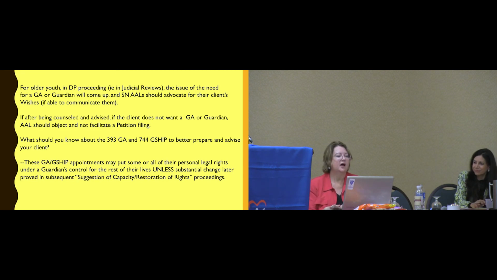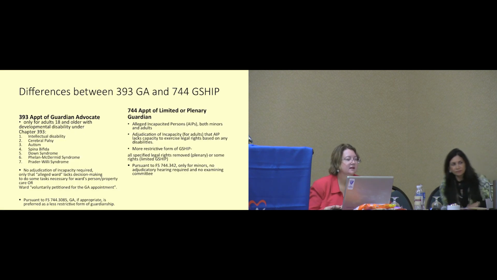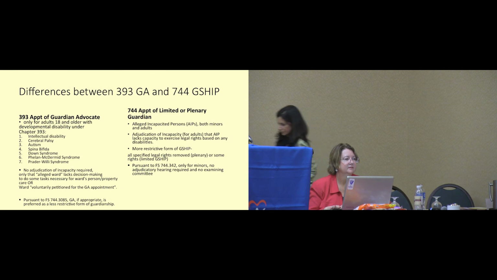Who can tell me any differences or common elements between the 393 GA and the 744 guardianship? Yes, sir? Well, guardian advocacy is much simpler. There has to be an intellectual disability or one of the APD designated disorders, one of those six categories, before 18, and you don't need the examining committee. Thank you. Anybody else? Yes, ma'am? No lawyer needed if you're just a guardian advocate, versus you need legal representation in a 744. Right, it's a lot more complex.